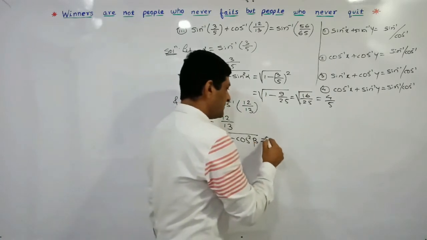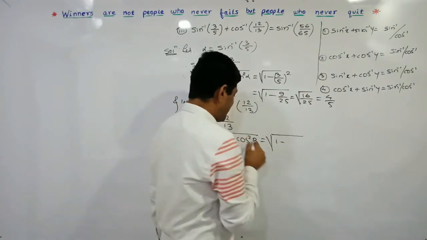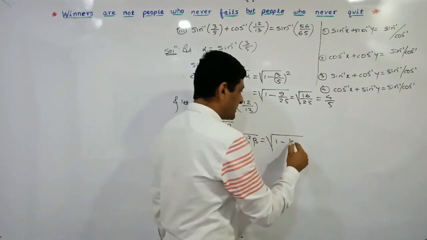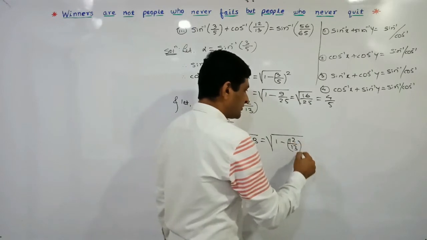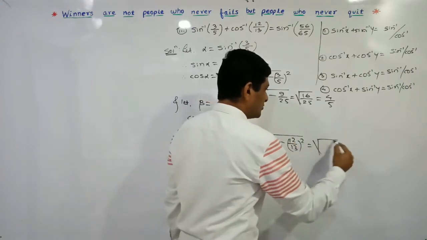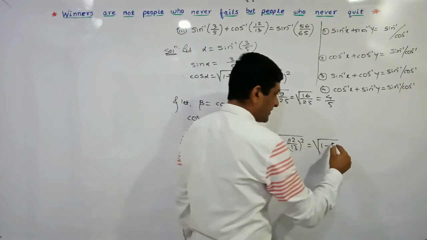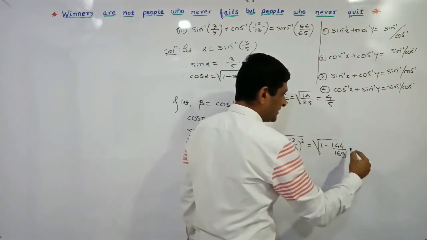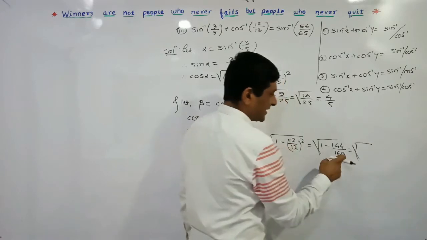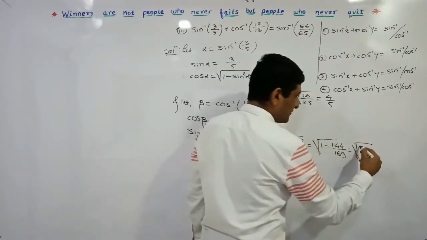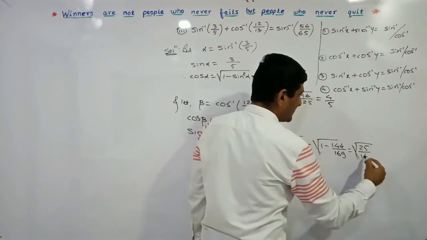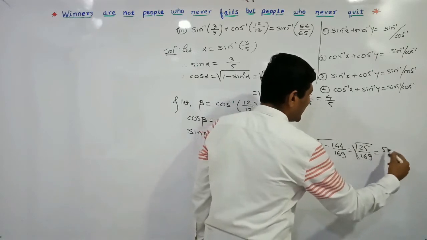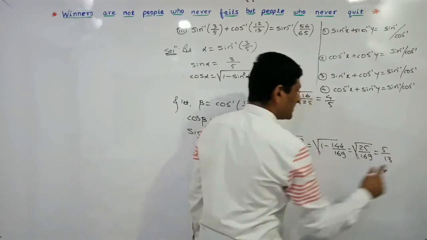So let us simplify it. 1 minus, I am replacing cos beta by its value, that is 12/13. So which is equal to under root 1 minus, what is the square of 12? That is 144. The square of 13 is 169. See what we will get. 169 minus 144 is 25 upon 169. If we take the square root, it will become 5/13.